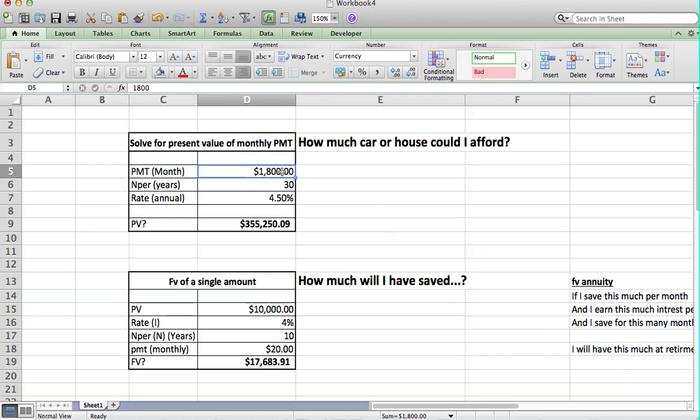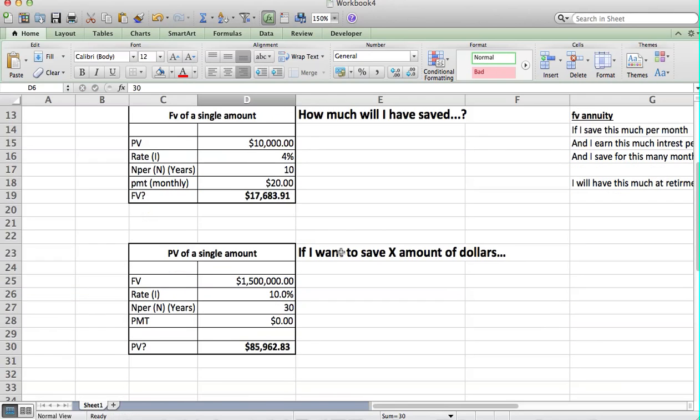So like I said, this is just something fun I like to play with, especially when we're about to make a purchase, whether it's a car or a home. It's really useful. So let's go on to this next thing.